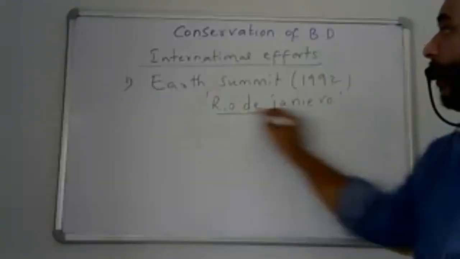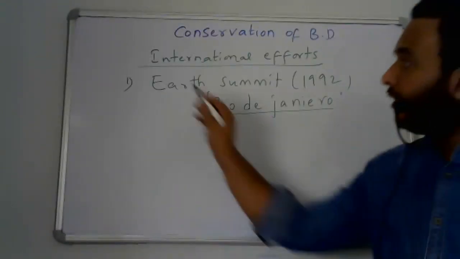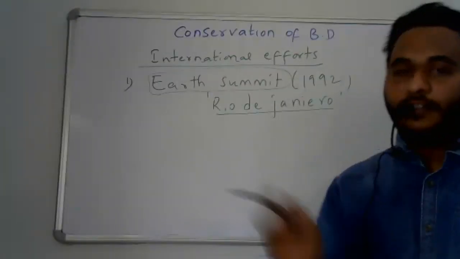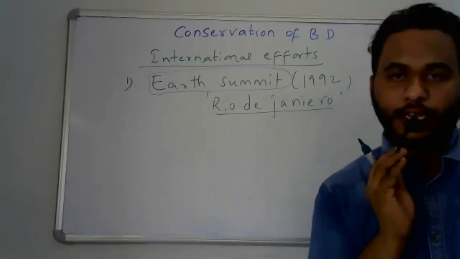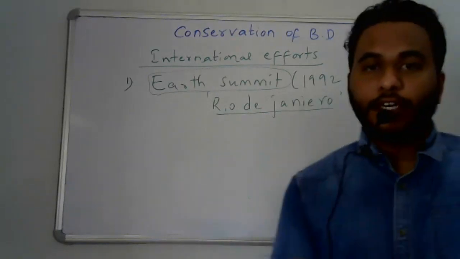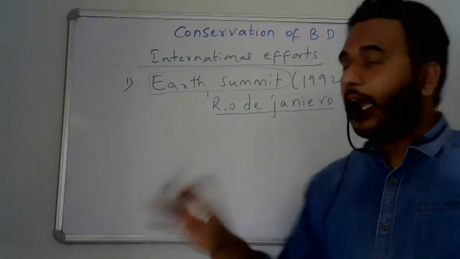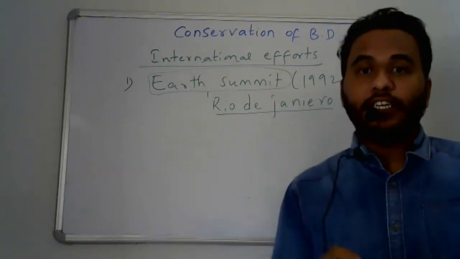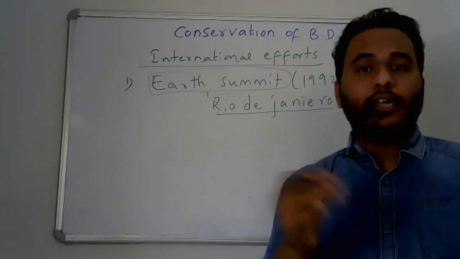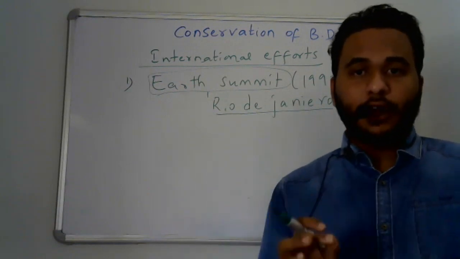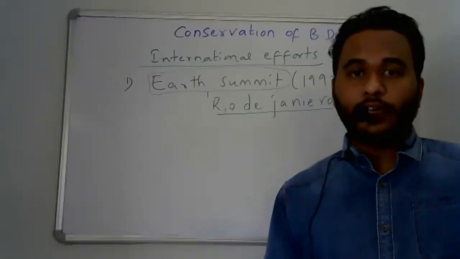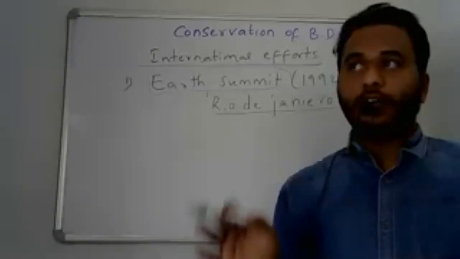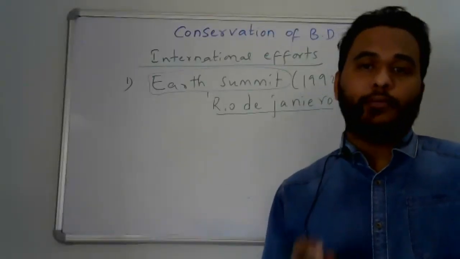Rio de Janeiro. In this location, the first Earth Summit happened. Earth Summit means all the countries were represented. Representatives from all the countries attended this summit. A large gathering of representatives from different countries come and sign a particular agreement or rules that are being framed by a particular organization to conserve the ecosystems and biodiversity.